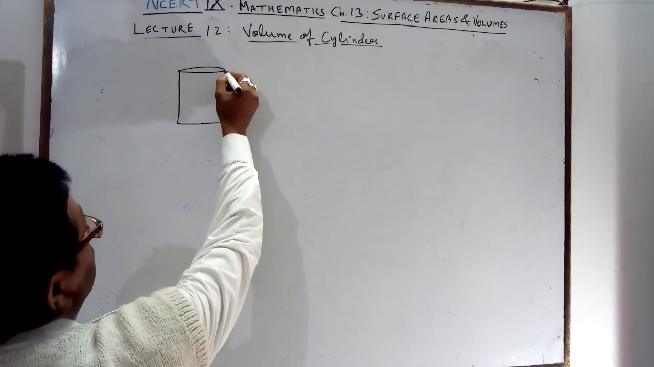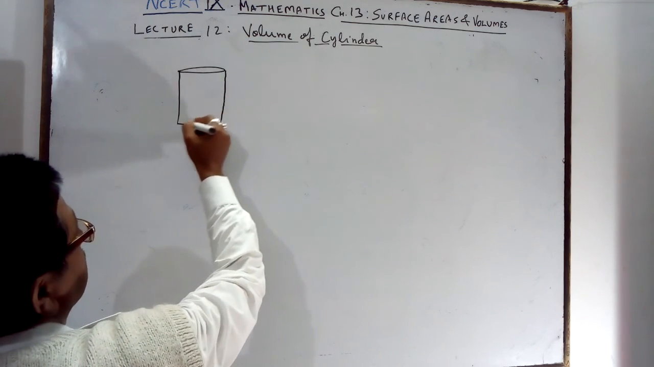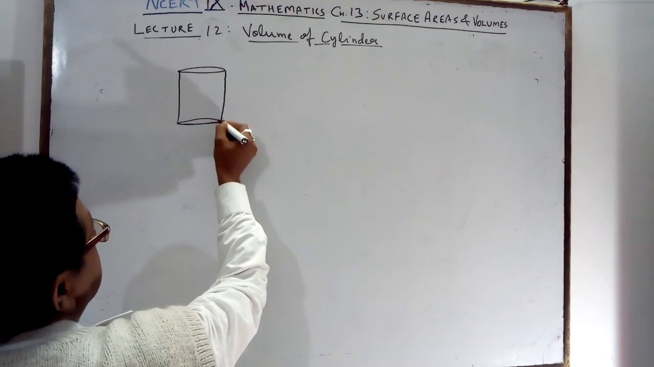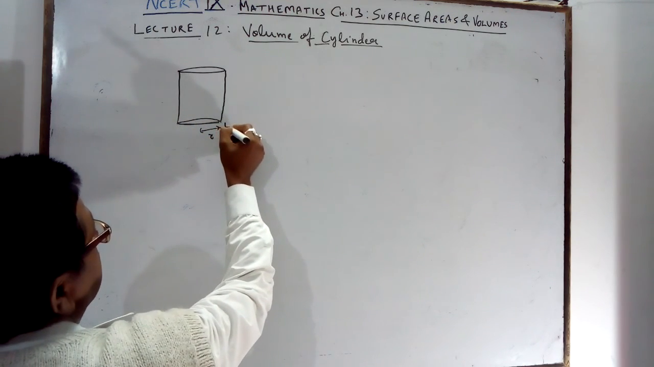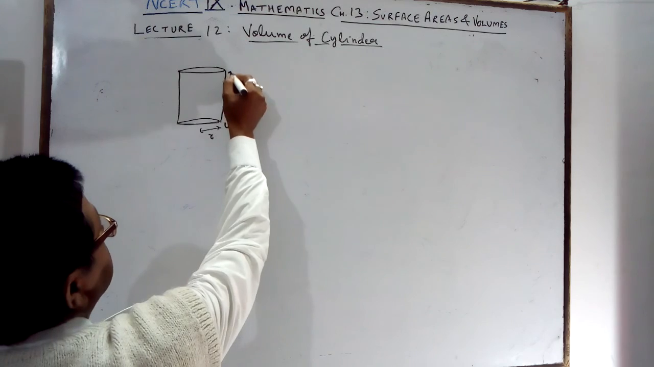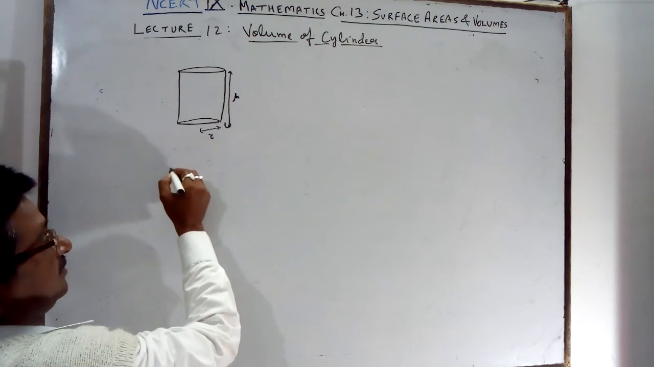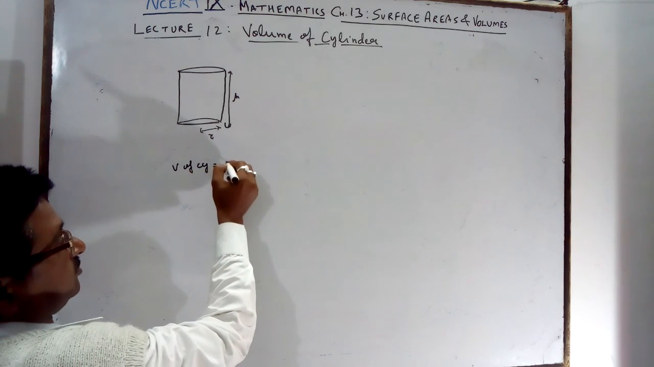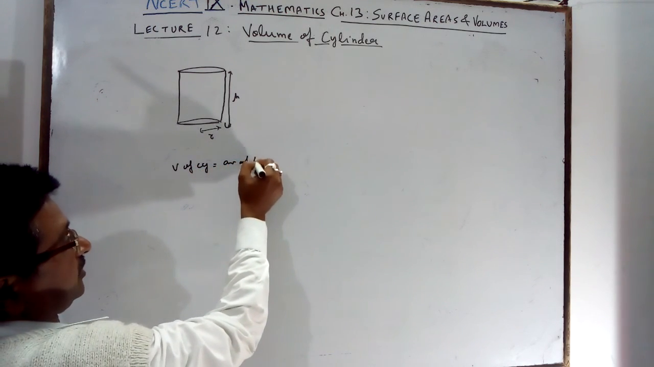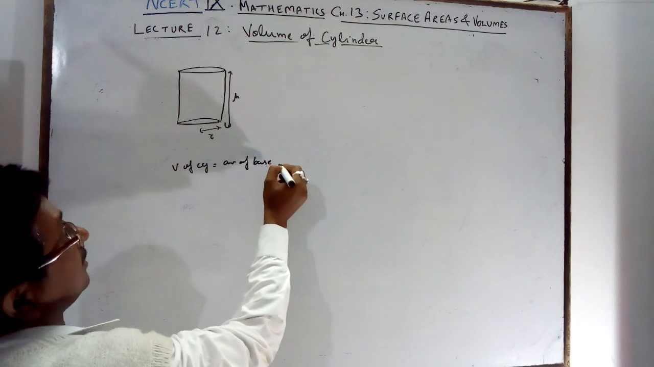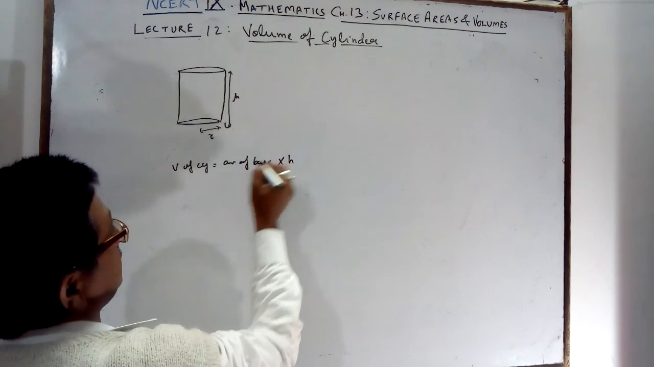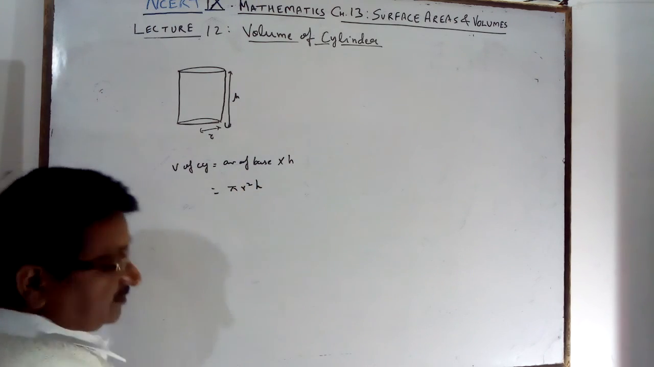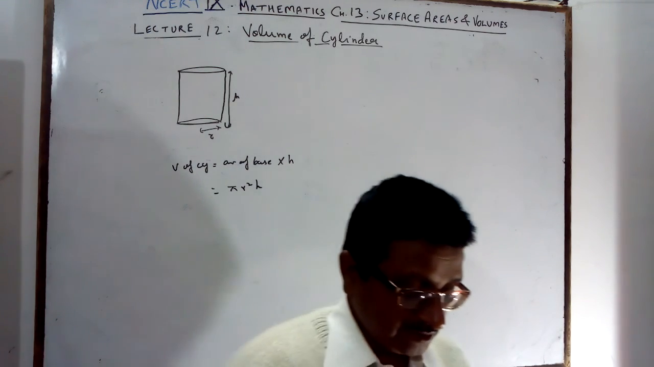It is a figure of a cylinder which has base radius R and height H, a right circular cylinder. Then the volume of the cylinder is equal to the area of base into height. The base is a circle, so it is pi r square h. It is the volume that the cylinder occupies.